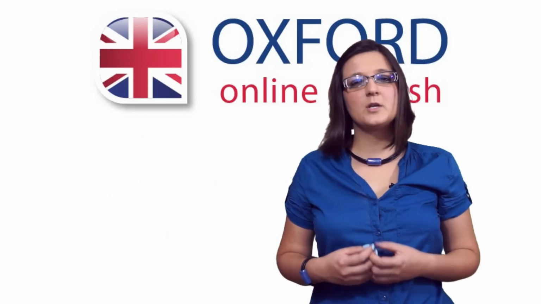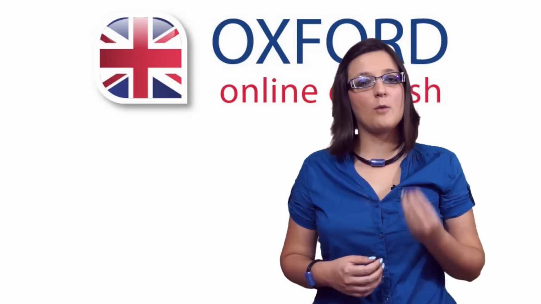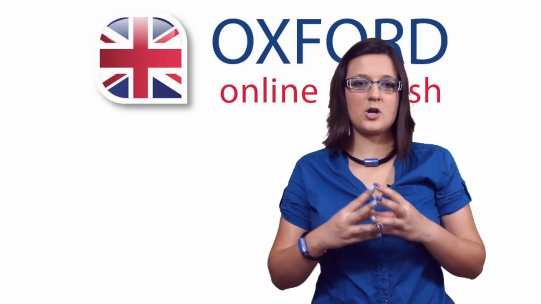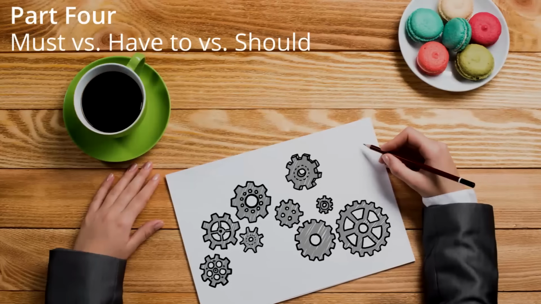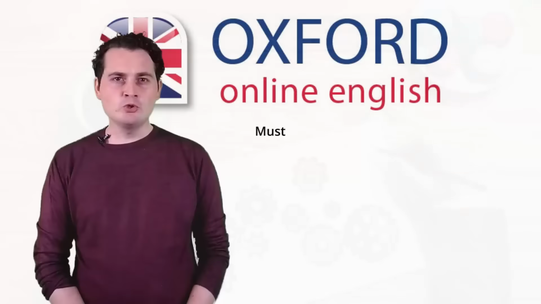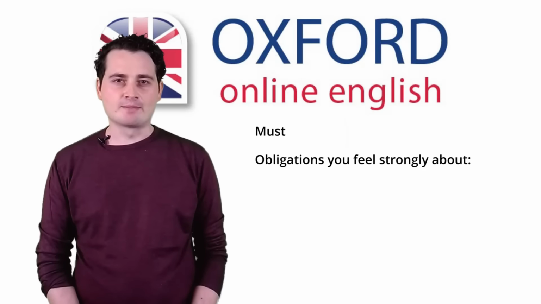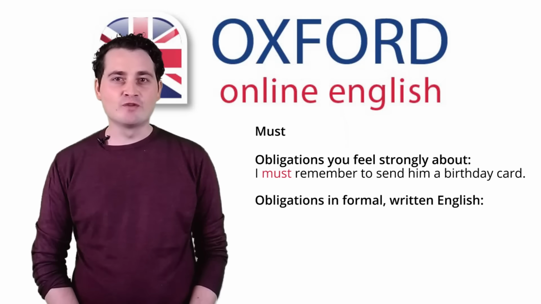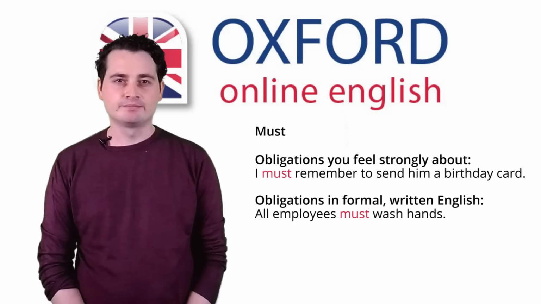At this point, you've seen how to use must, have to, and should to talk about obligations or advice. Let's put everything together by comparing all three verbs. Use must for obligations you feel strongly about. I must remember to send him a birthday card. Obligations in formal, written English. All employees must wash hands.